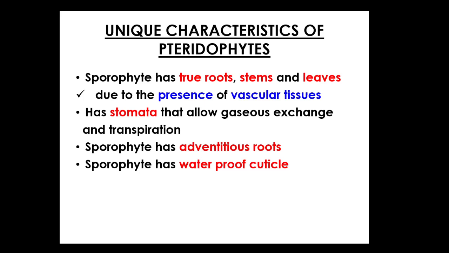What are other unique characteristics of pteridophytes is that pteridophytes has true roots, stems, and leaves due to the presence of vascular tissues. It has stomata that will allow gaseous exchange and transpiration. Sporophytes have adventitious roots, and it has waterproof cuticle.